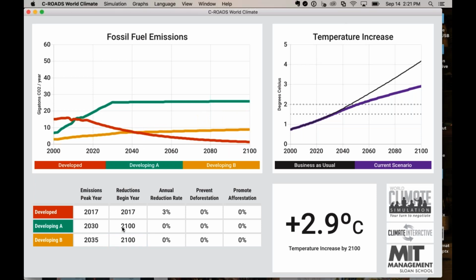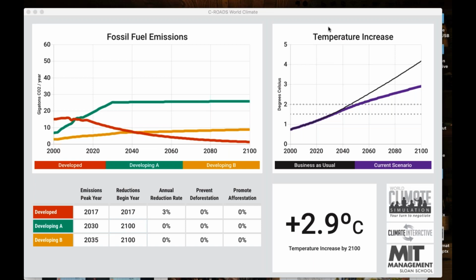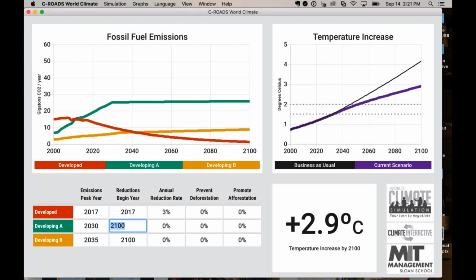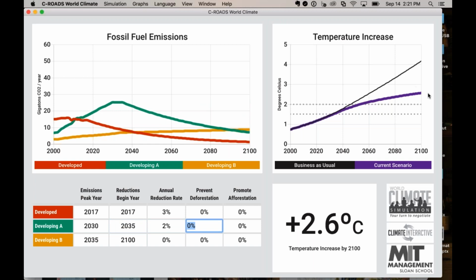And then going back to our rapidly emerging economies, we could set a year in which they begin to decline. Maybe they begin to decline 5 years later in 2035 at maybe 2% per year. And you can see as this line begins to come down, that emissions keep bending down too. And you can keep entering in different pledges to see what the results are.